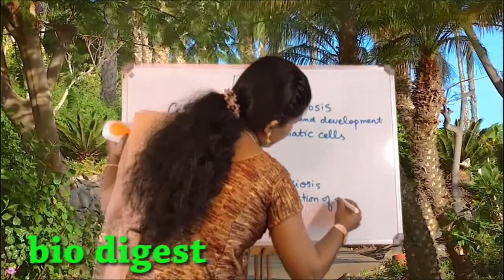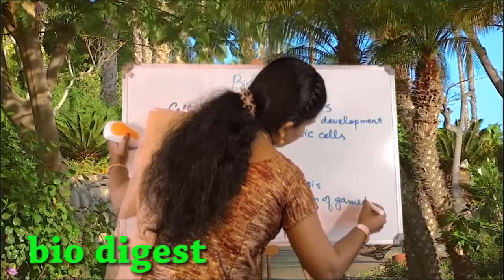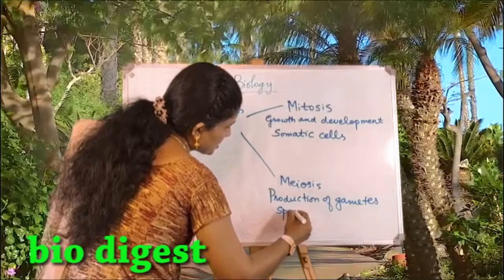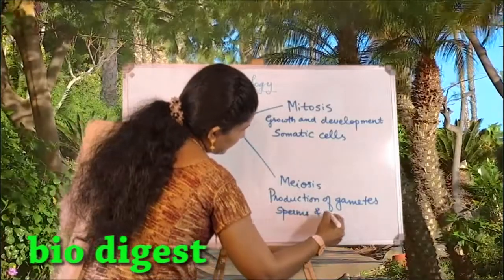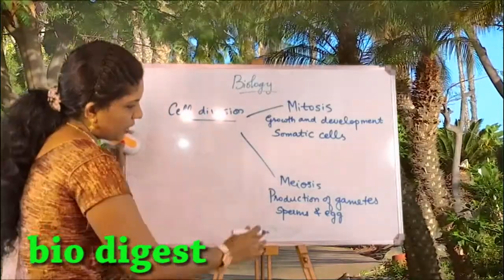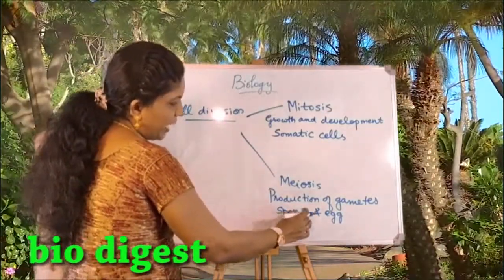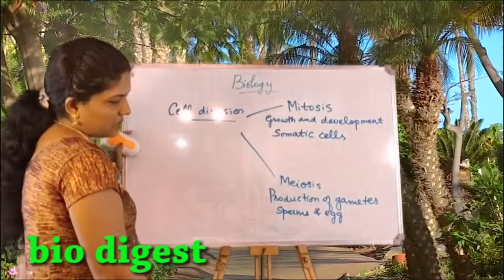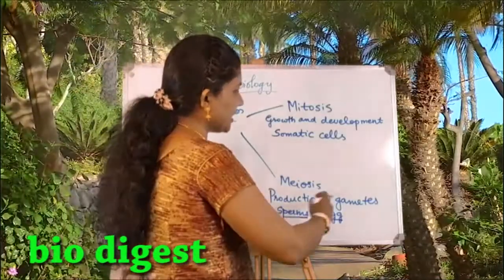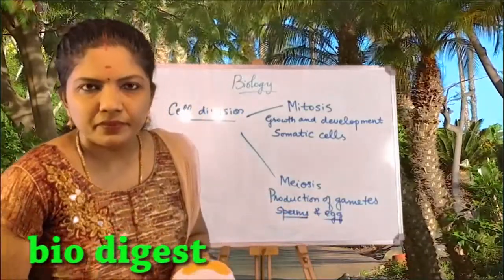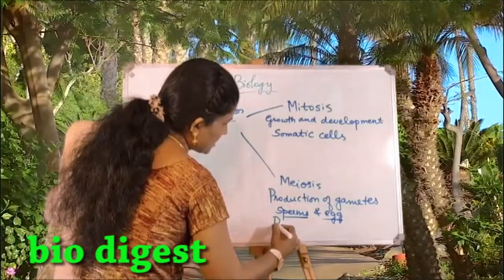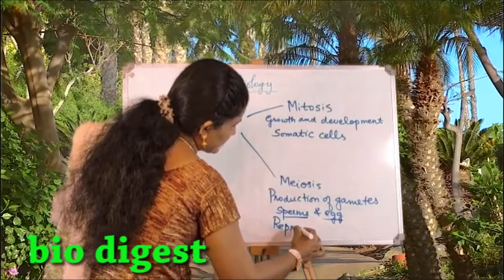What is the meaning of gamete? You might have heard about sperms and egg. I am speaking about human beings. Sperms in the case of males and the egg in the case of females. So meiosis is the type of cell division that is actually resulting in the production of gametes. So where does meiosis take place? Meiosis will take place in the reproductive cells.